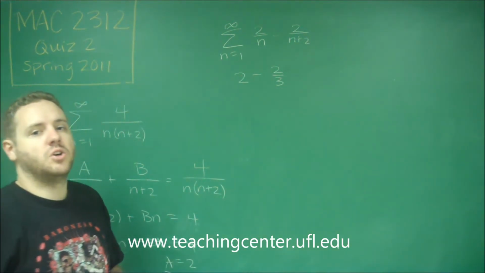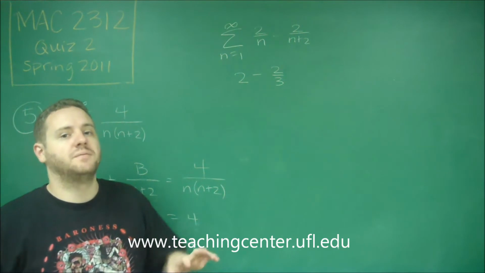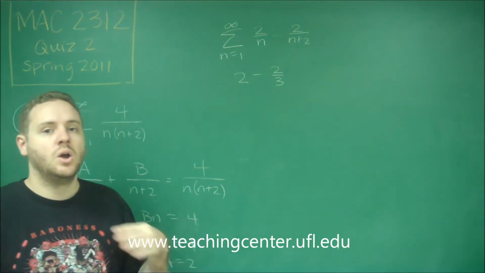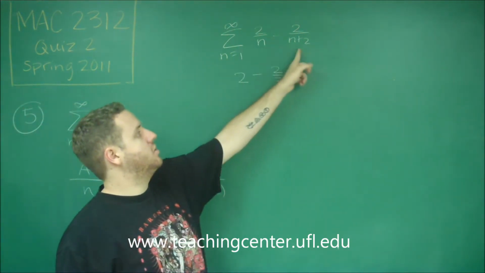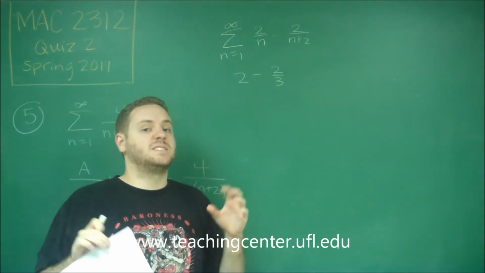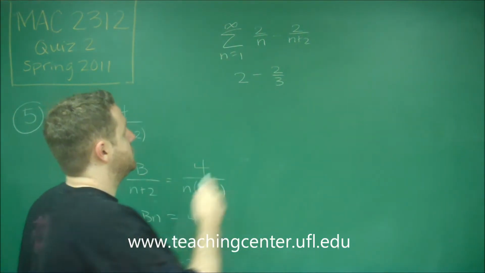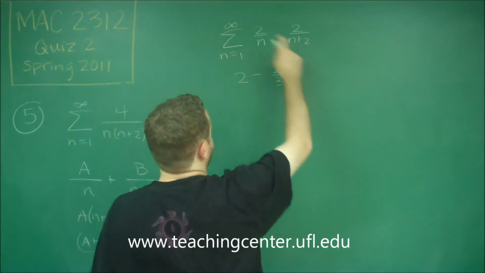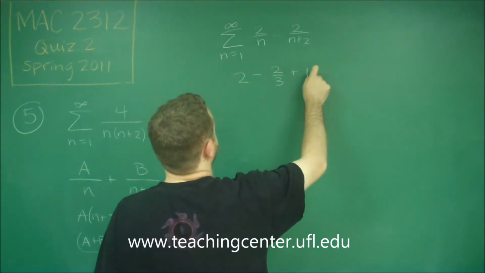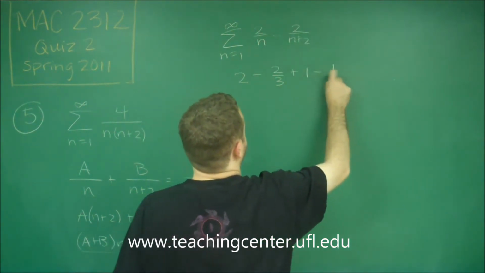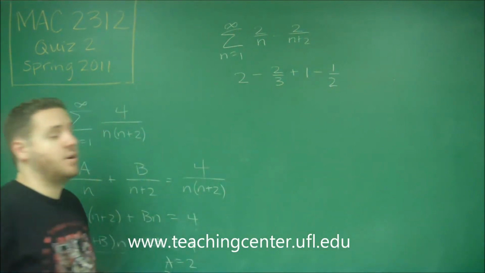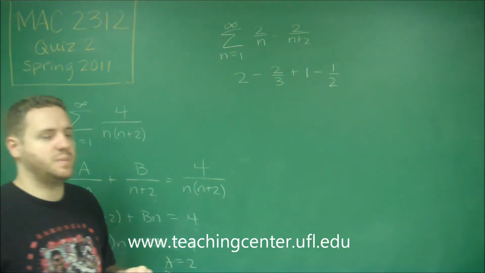So in a normal telescoping series, the next term would have something that would cancel out with the first one. We're not going to get that because our telescoping series is spaced by 2. So our next term is when n equals 2. When n equals 2, we get 1 minus 2 over 4, 1/2. You can see so far nothing has canceled out, and that's to be expected.